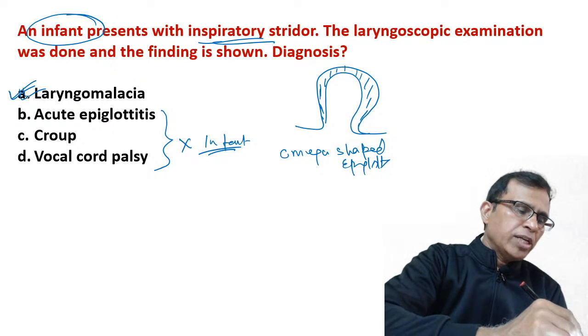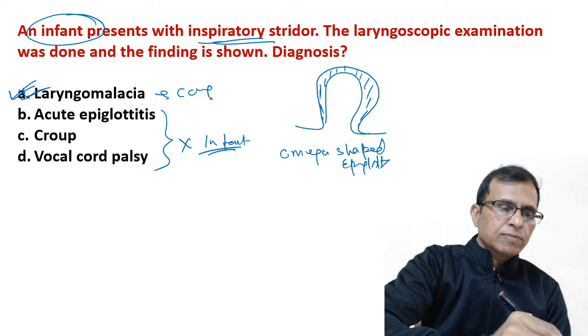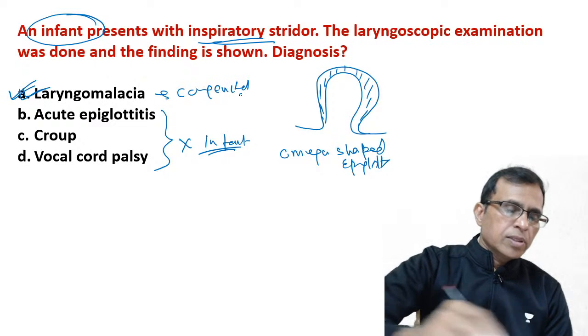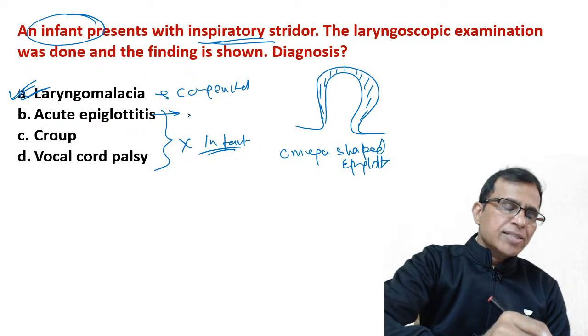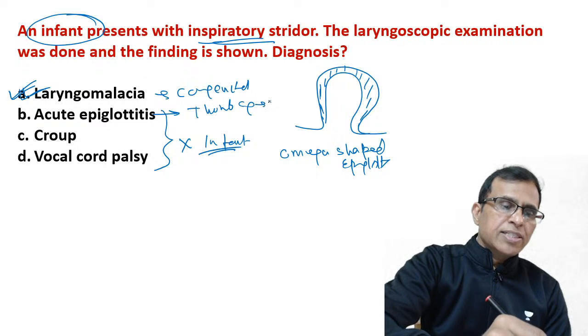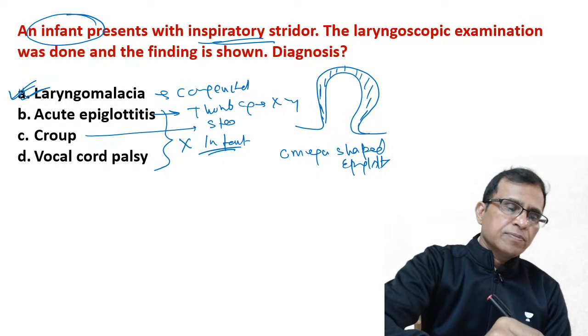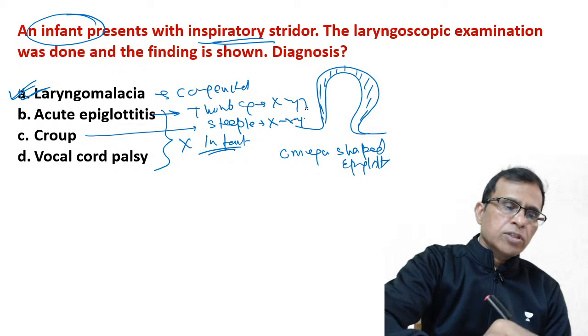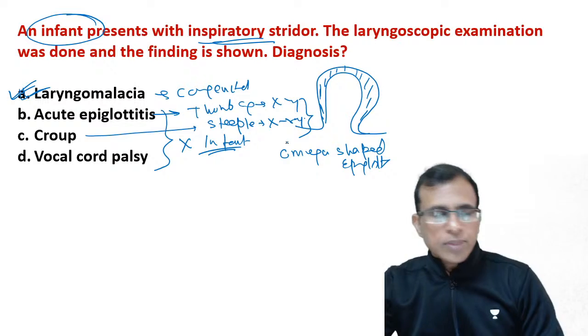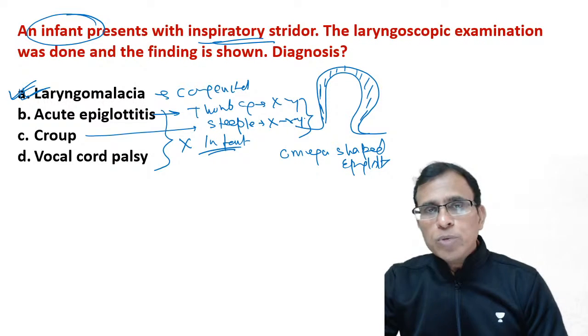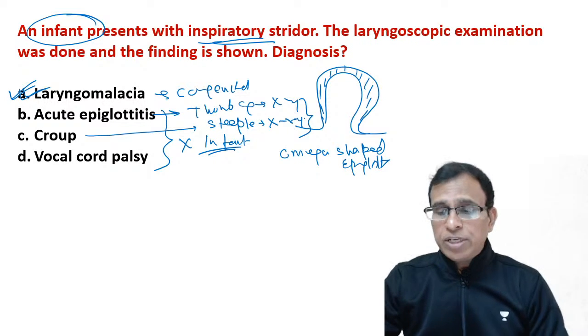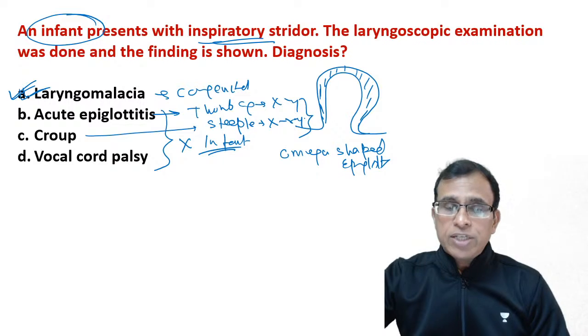And that's why it's laryngomalacia. It's a congenital defect. In epiglottitis, there is a thumb sign, but this is on X-ray. And croup is the stipple sign. Again, it is on X-ray, not on laryngoscopy. So a very good lead was that they gave you a laryngoscopic finding, and that tells you it is laryngomalacia. It cannot be thumb sign or stipple sign because they are seen on X-ray.